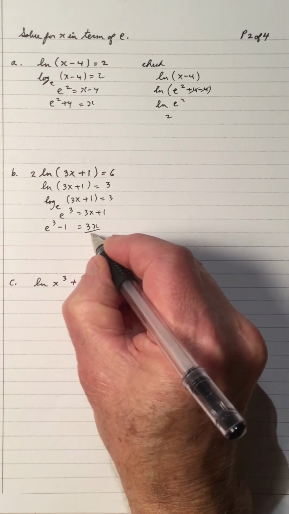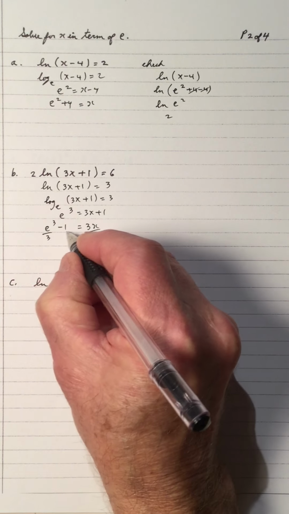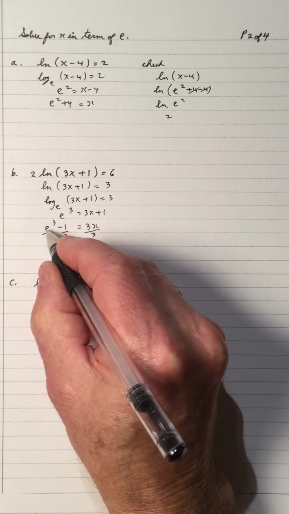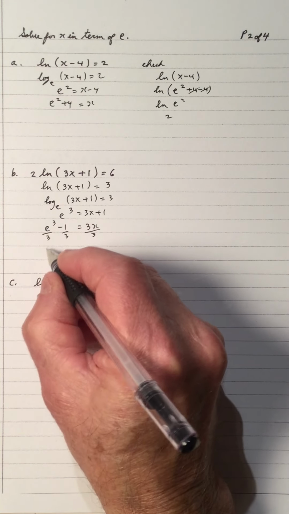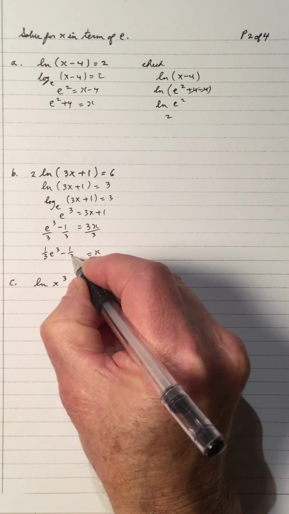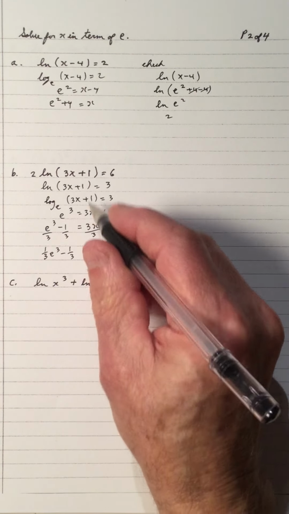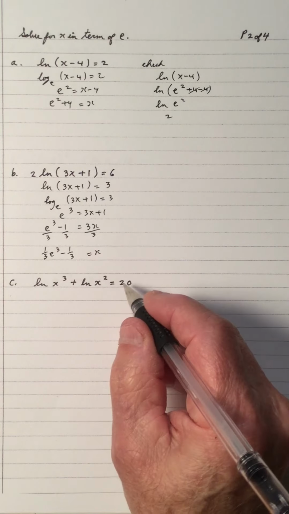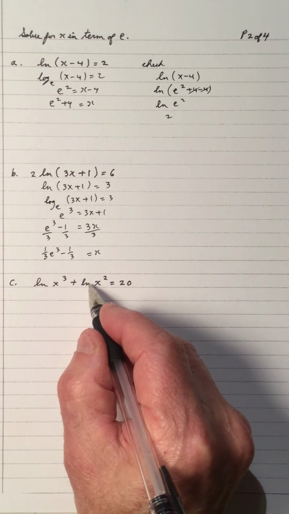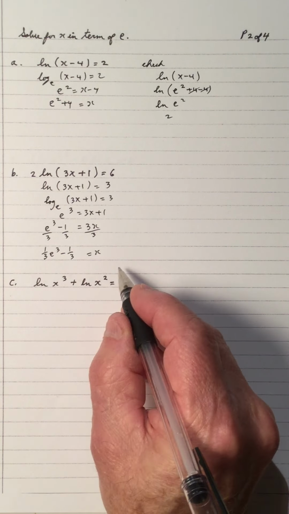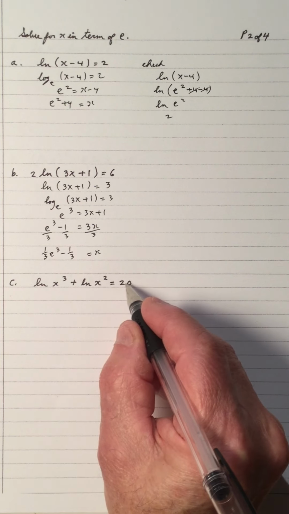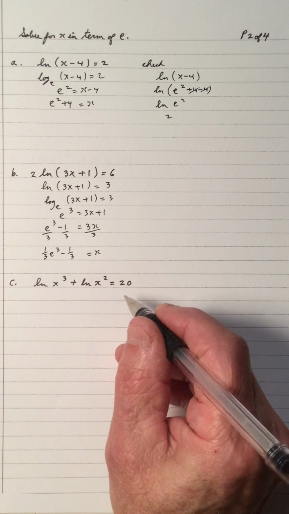Now I'm going to divide all terms or parts of the equation by 3. So x equals e cubed divided by 3, which is the same as 1/3 e cubed minus 1/3. So this is solving for x in terms of e. C, we have the lns on the left side but none on the right side. So we have to bring this to a single ln and then do base, exponent, number.